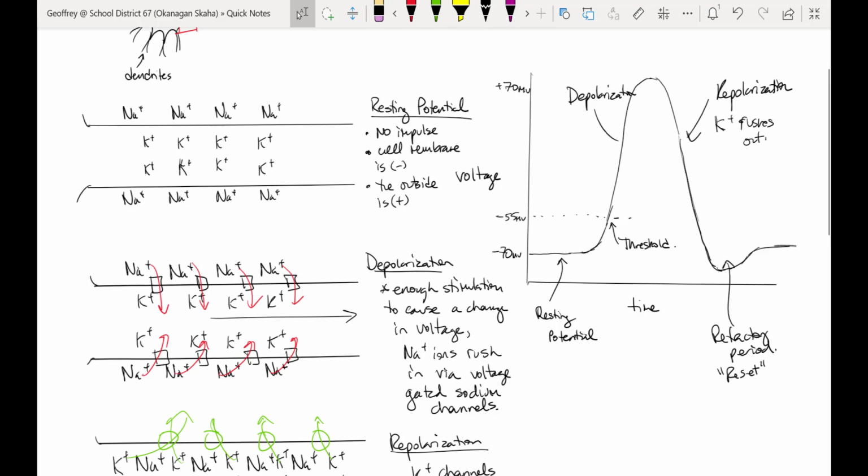Okay, and that gets us back to our negative 70 millivolts, and that allows us to be right here ready to go again. This is why nerves don't just fire, fire, fire all the time. They fire and then they have to recover and then they fire again. Now this is very fast, but they still have to recover. All right, so let's just recap here.